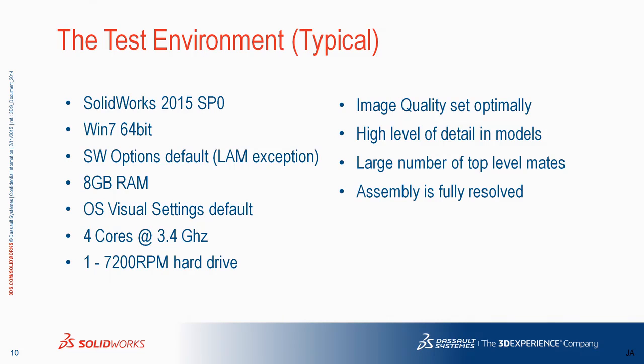We start off with 8 gig of RAM, 4 cores, 7200 RPM hard drive, image quality set for optimal, a high level of detail in the models, meaning if it was downloaded from the internet, it's got every last feature, fillet, you name it on there. Large number of top-level mates. You saw that from the beginning slide. We had almost 1,300 mates in our assembly. And loading up the assembly fully resolved. So that was our typical test environment that we went with.